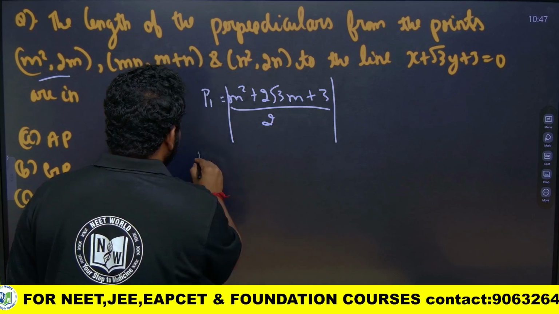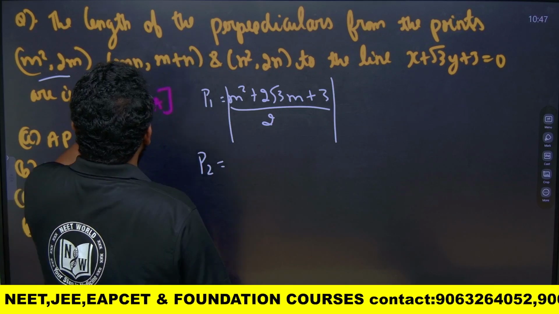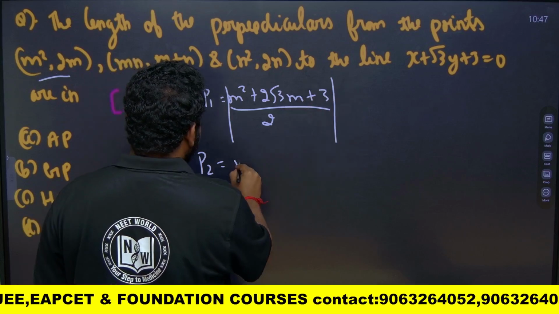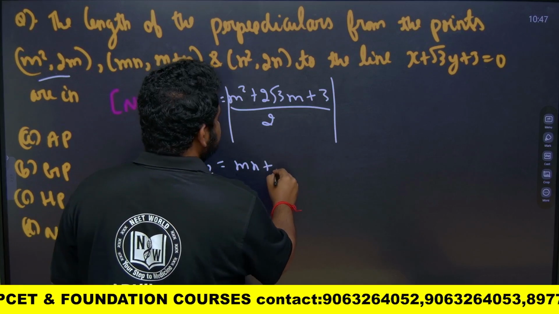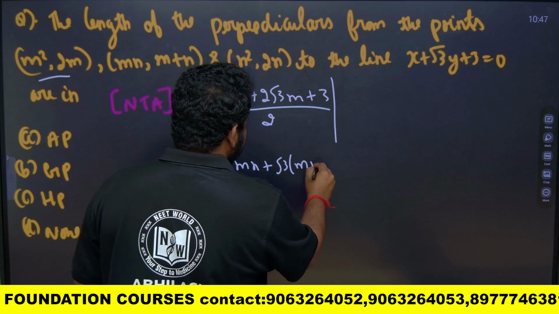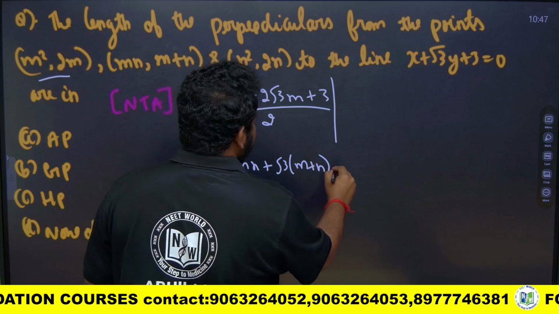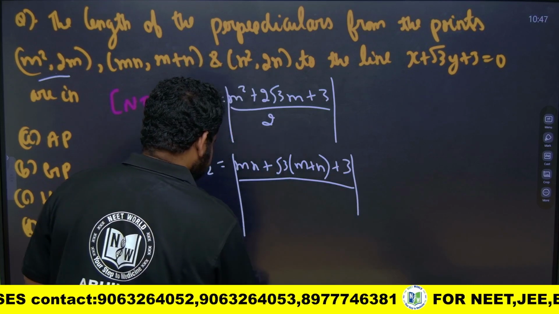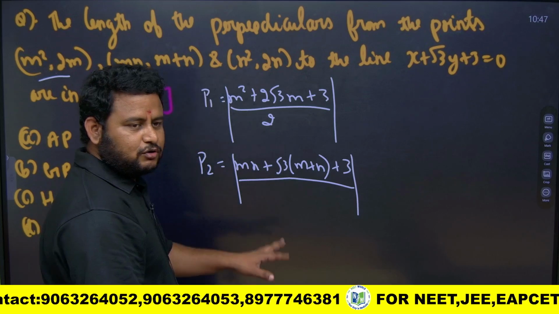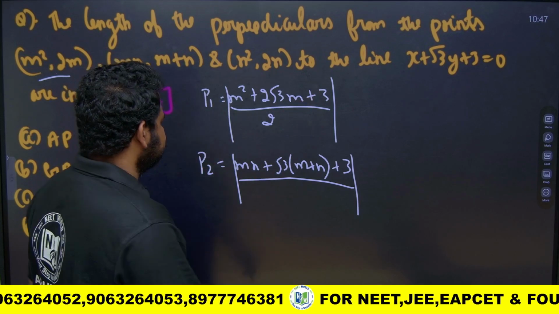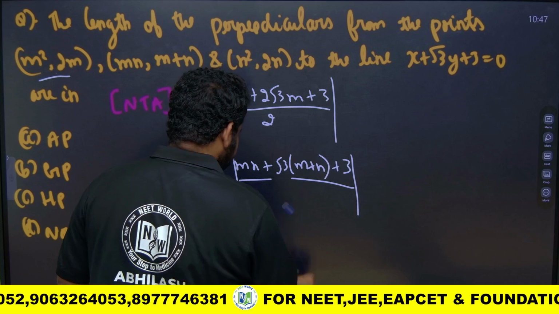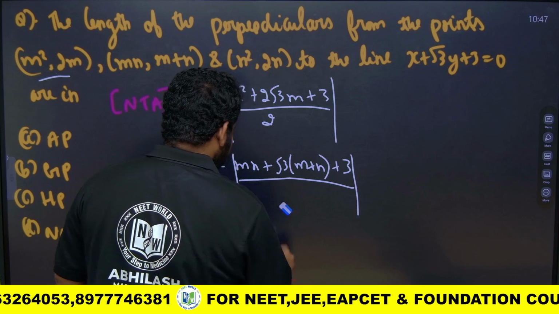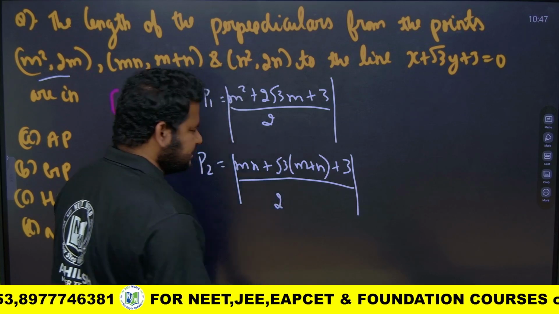Now, what about P2? P2 is this point. If I put it there, this will become mn plus root 3 m plus n plus 3, within modulus, divided by the square root of a square plus b square. What is the square root of a square plus b square? Here also it is 2. Here also you will get it as 2.